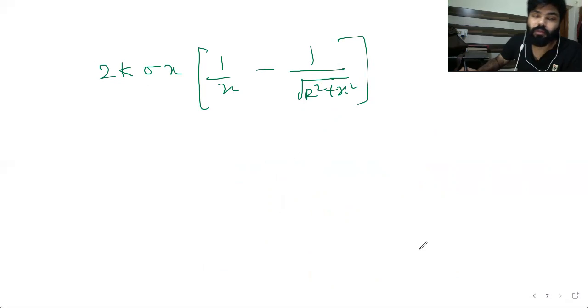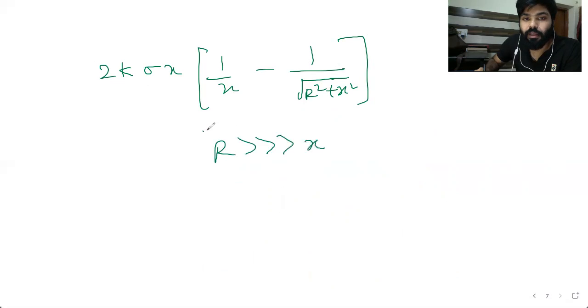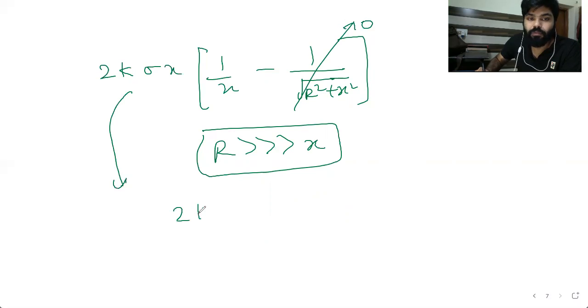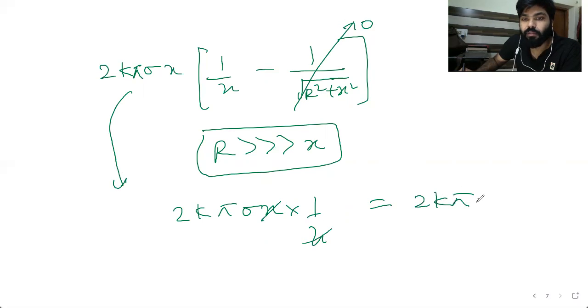And when you put some other assumption, like R is very big compared to x, then the denominator of this whole expression will be a very big value, and 1 upon some big value comes out to be 0. So we are left with 2 times k times pi times sigma times x times 1 upon x, the x cancels. You will be left with 2k pi sigma.